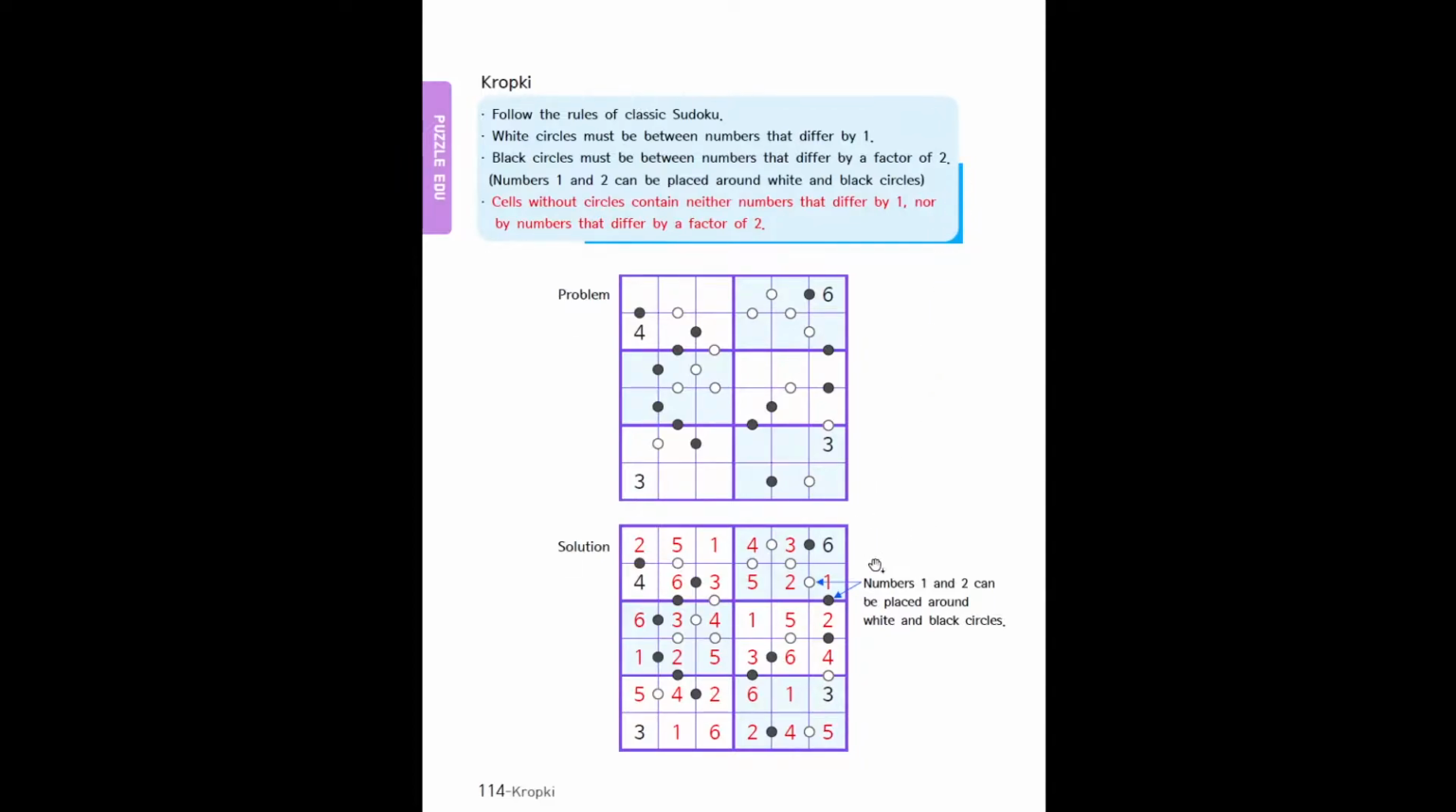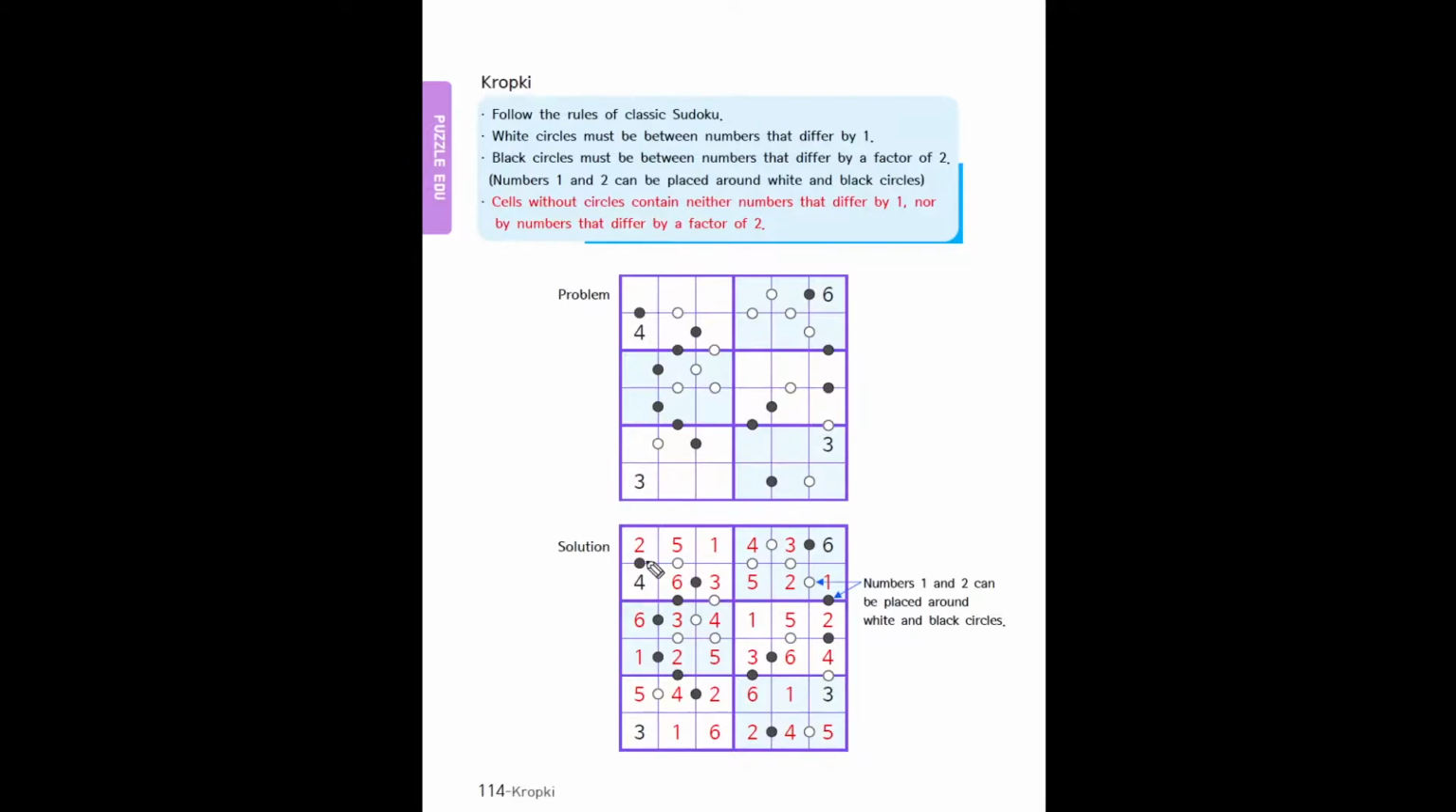If we look down here at this example, we'll see that in block 1, a black circle separates the 2 and the 4, which differ by a factor of 2, right? Because 4 is 2 times larger than 2, or conversely, 2 is 2 times smaller than 4. Also here, a white circle separates the 5 and 6, which differ in magnitude by 1. 5 plus 1 is 6, or equivalently, 6 minus 1 is 5.